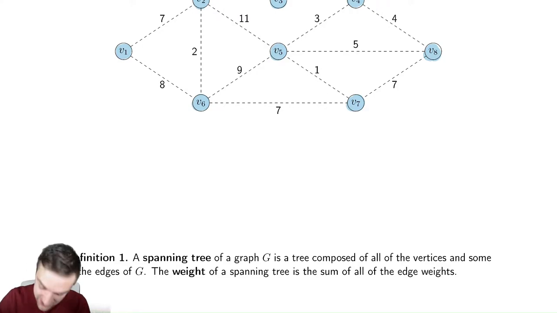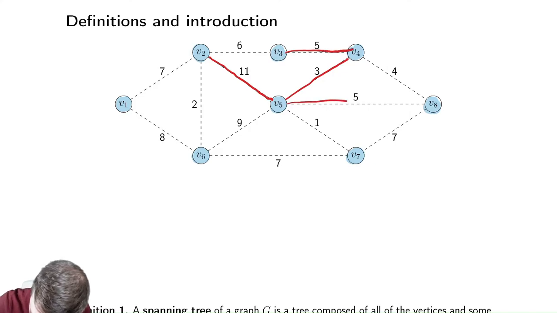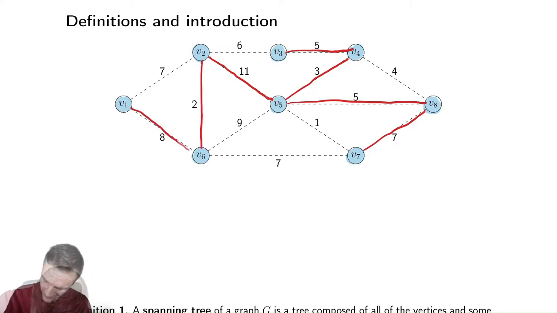So let's see if we can come up with an example. An example of a spanning tree here would be, we connect those vertices, those vertices, those vertices, those vertices, those vertices, and those vertices. Notice every single vertex is now in the spanning tree, and we have a subset of the edges that I have selected. I have highlighted them here in red. This may or may not be the minimum spanning tree.